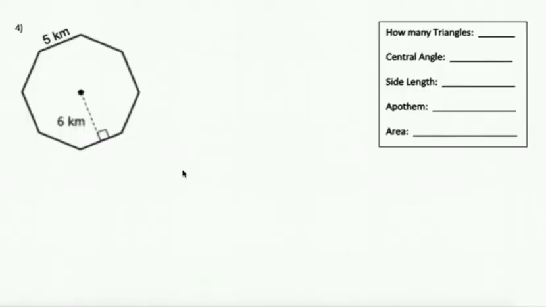Number 4 on the next page. So we have a 1, 2, all right, I have to count. 1, 2, 3, 4, 5, 6, 7, 8 sided object. So there'll be 8 identical triangles inside of this octagon. Central angle we can find 360 divided by 8, which is 45 degrees. Side length is given, so that's different. So we have a side length of 5 and an apothem that's given, that's 6. So we're not missing anything on this one. They've given us all the information that we need here.